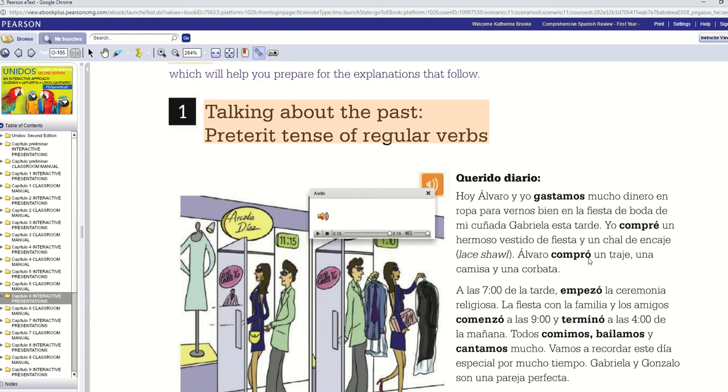You'll notice that if you didn't have the accent mark on this verb, it would be the present tense yo form. Like I buy groceries at Walmart. Yo compro la comida en Walmart, right? But when it's in the past tense, it has an accent mark and it sounds like this. Álvaro compró un traje, una camisa y una corbata. Okay, let's listen a little more.